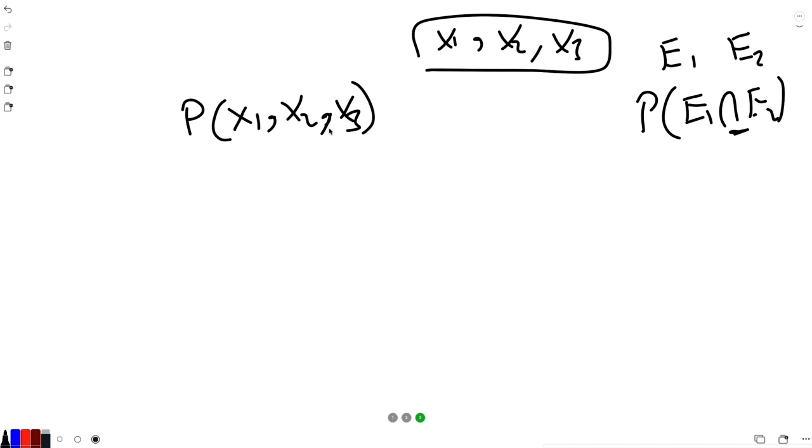Okay, if you remember from session 1, if x1, x2, and x3 are all independent, then the joint probability, now that we are dealing with discrete probabilities, becomes the probability of x1 times the probability of x2 times the probability of x3.